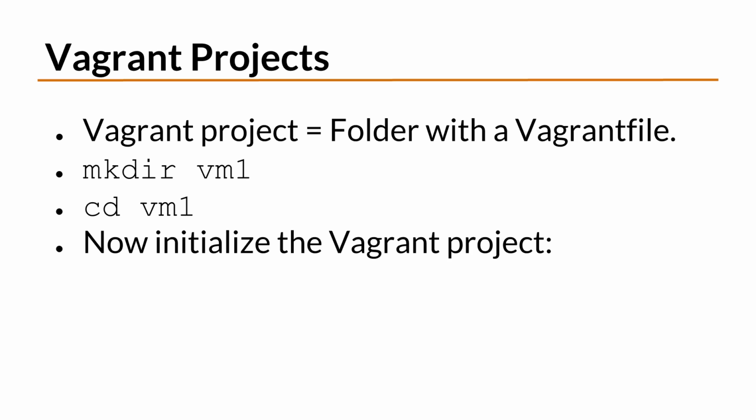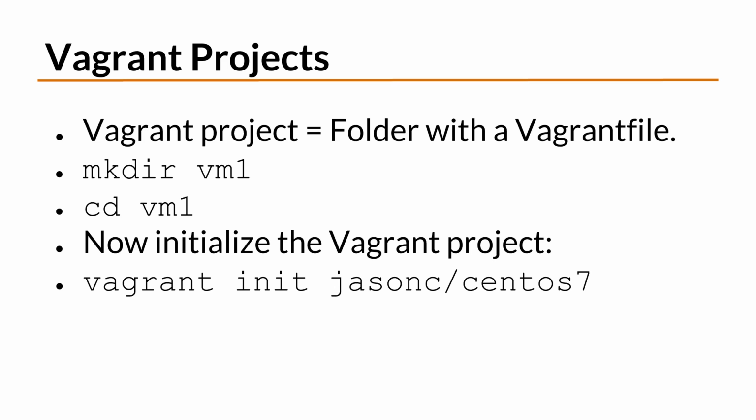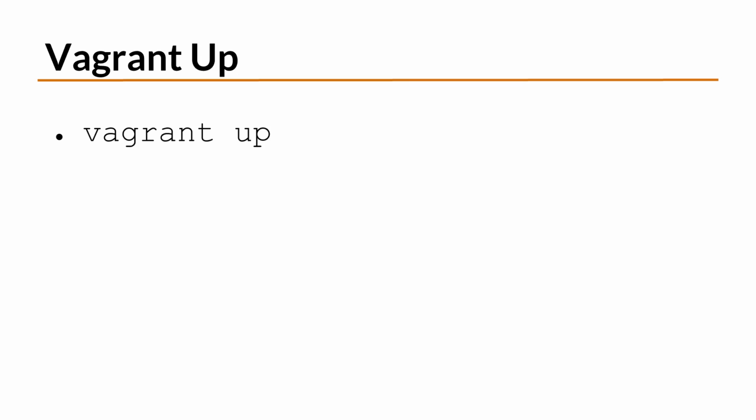Now you need to initialize your Vagrant project, which means creating a Vagrant configuration file. This configuration file is named Vagrantfile, and it contains the box name to use for the project and any other configuration options for the virtual machine to create. To create the Vagrantfile, run the vagrant init user/box command. So continuing with our example, you would run vagrant init JasonC/CentOS 7. Now you can bring up an instance of that box by running vagrant up.